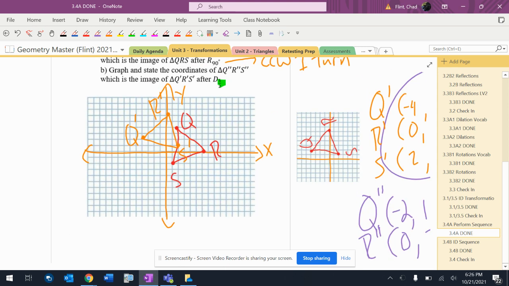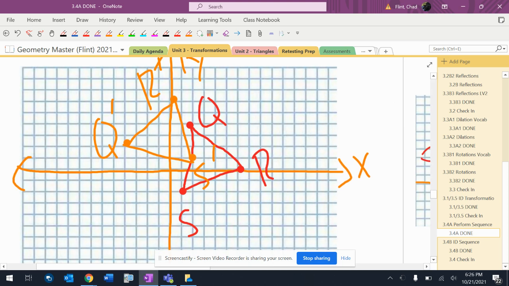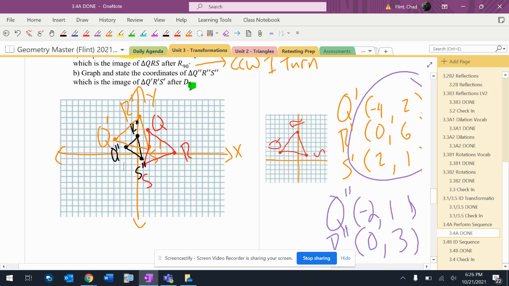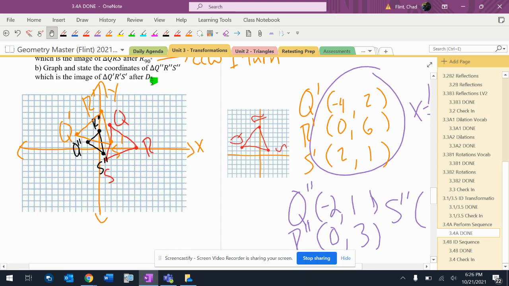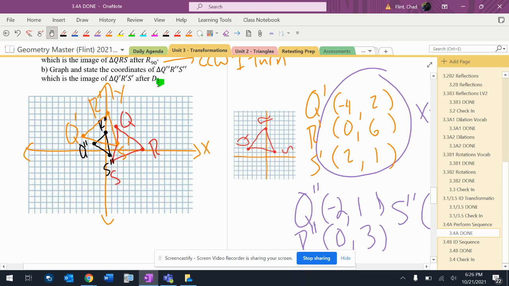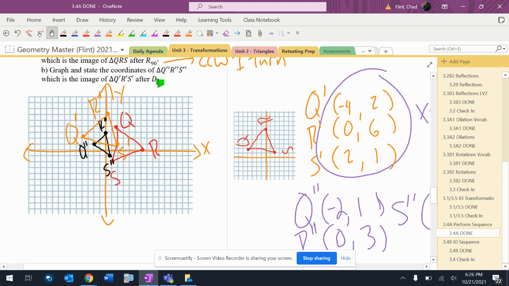So -2, 1 for Q. This in black. -2, 1 for Q. 0, 1, 2, 3 for R. And then 1/2, or sorry, 1/2, 1 for S. So that's Q prime prime, R prime prime, S prime prime. And then there's my triangle right there. My coordinates are all stated, so I have that covered. And I was careful with the rotation, which is what I want to make sure I do when I have the rotation. I'll be really careful, make sure it gets in the right spot.